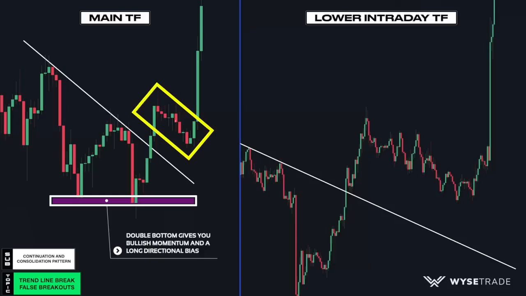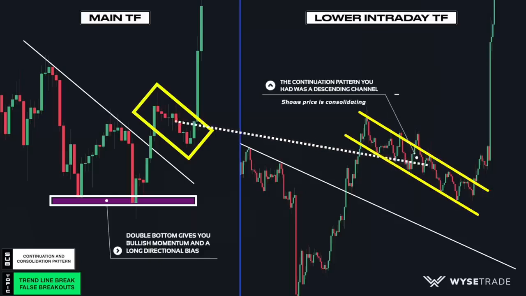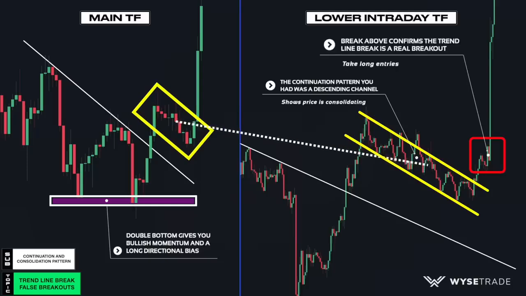You again wait and see if you have a consolidation pattern that forms on a lower time frame, such as this ascending channel pattern here. And once price broke above, this confirms the trendline break is real and not a fake out, and then you would take long trade entries.